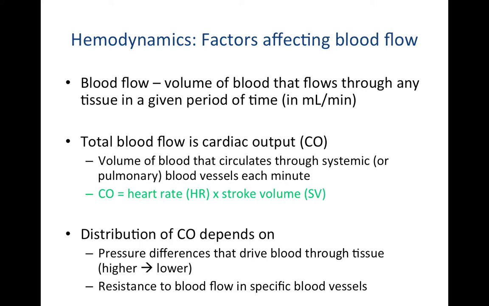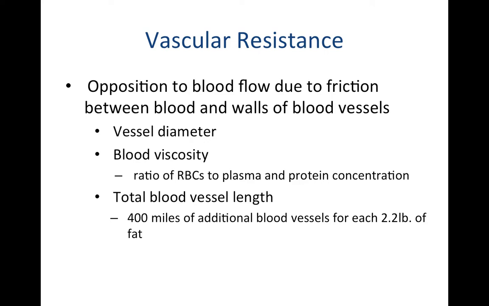Distribution of that cardiac output can change. It can change regionally, depending on the needs of your body. It is affected by pressure differences because blood will always move from an area of higher pressure to lower pressure, and also by resistance. And by resistance, we often mean friction. What is going to keep that blood from moving effectively? What's going to stop that blood from moving and flowing freely? So things that can affect resistance, things that will oppose blood flow.